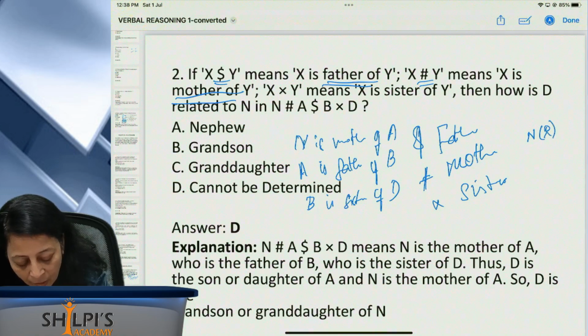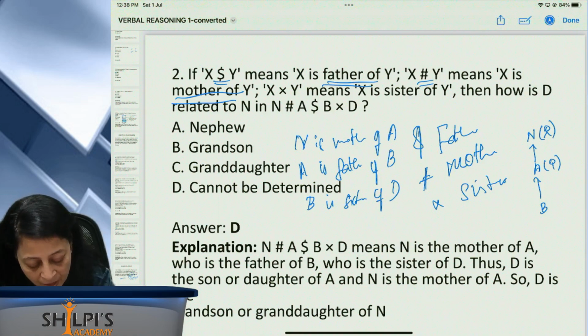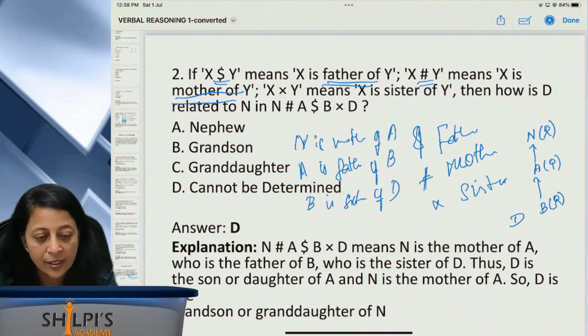N is the mother of A. A's mom. Okay. And A is the father of B. So A is the father of B. And B is the sister of D. Okay, and D we do not know whether it is a male or a female.